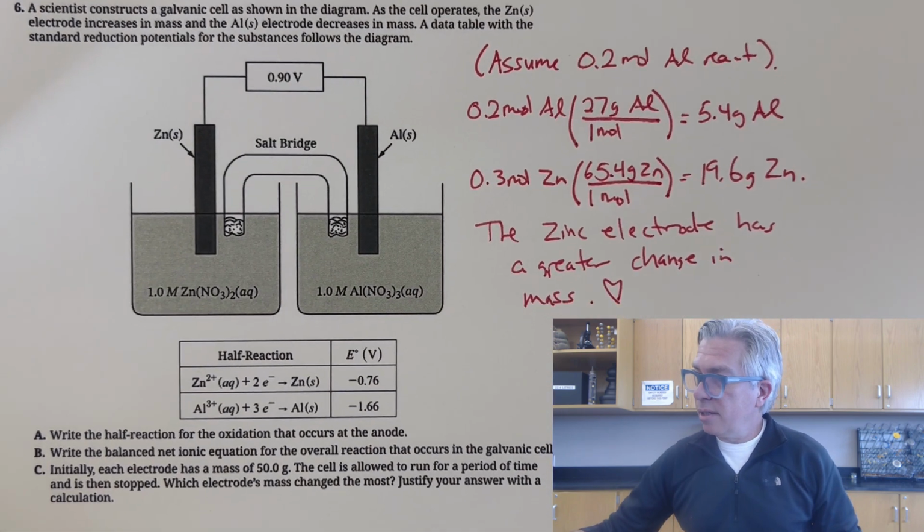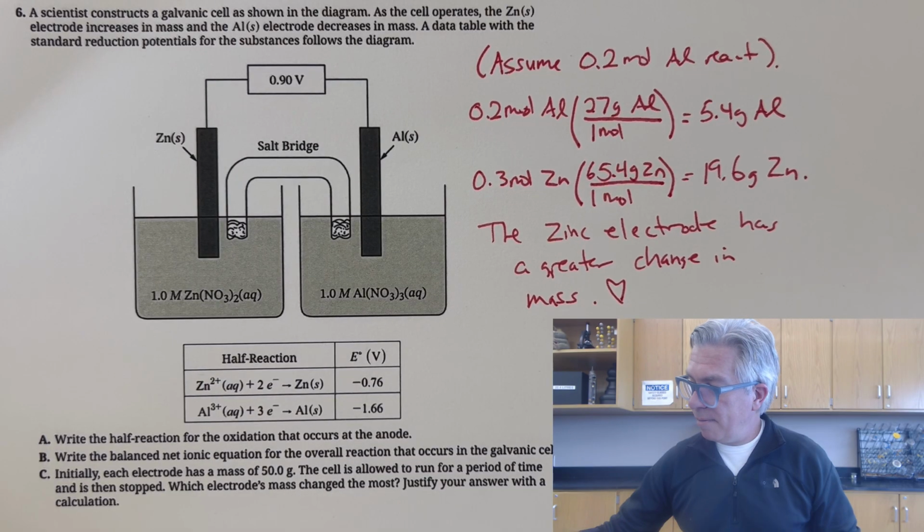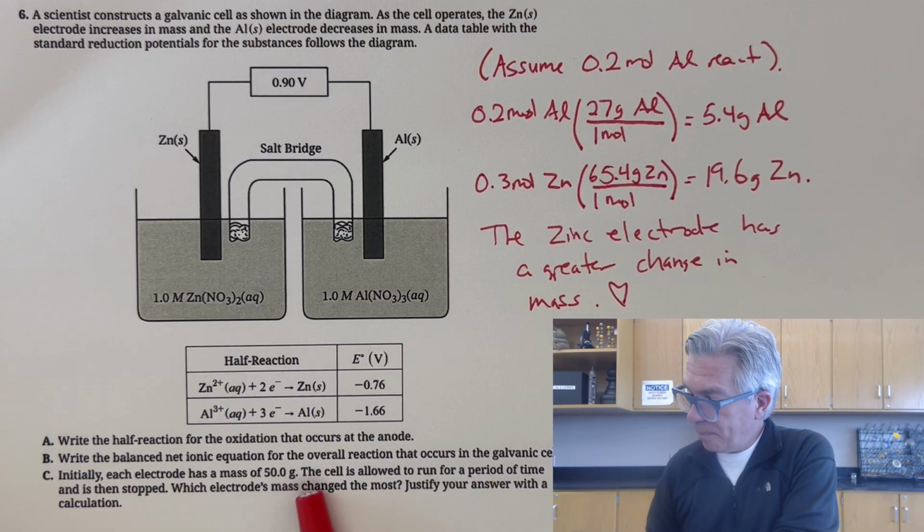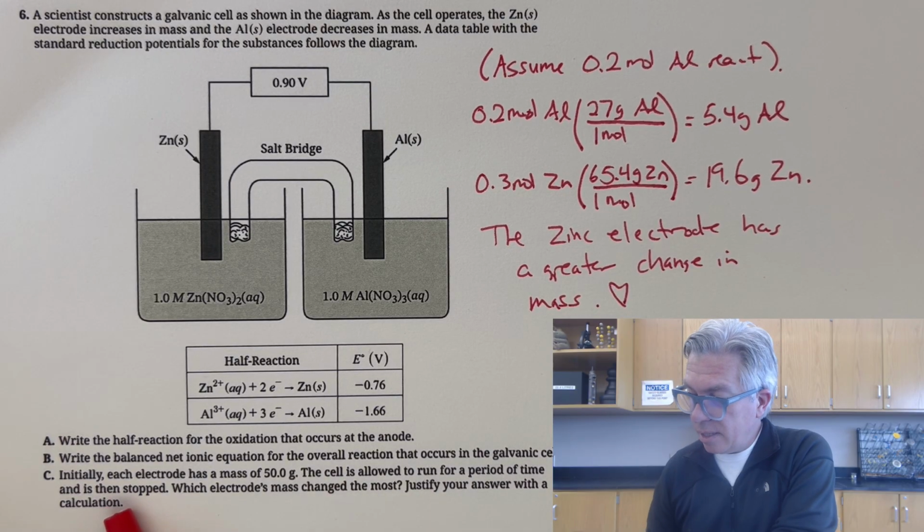Part C involved a little bit of stoichiometry and math. And the prompt says, initially, each electrode has a mass of 50 grams. The cell is allowed to run for a period of time and then stopped.